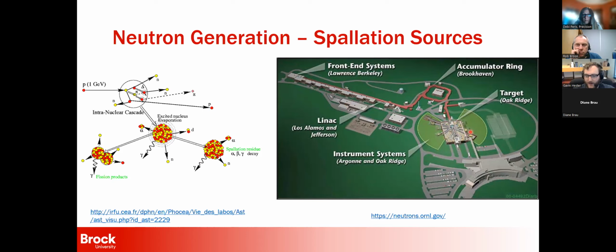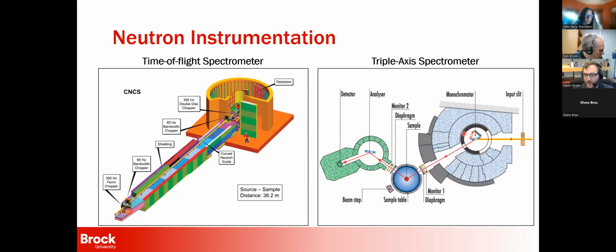They each have benefits and advantages. But really the point here is that it takes massive government facilities to build these systems. Either you need a nuclear reactor, which is heavily regulated, or you need a ton of space and money to build a spallation source like this. And so once you've got your neutrons and you've got them to an instrument, let's talk a little bit about the neutron instrumentation.